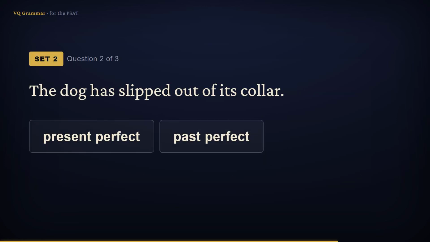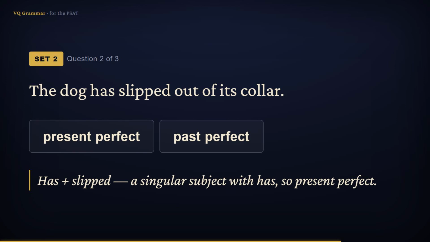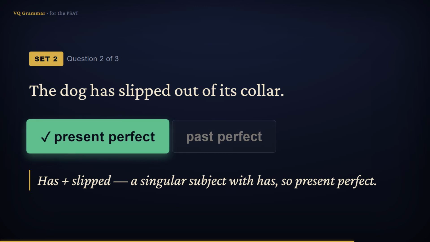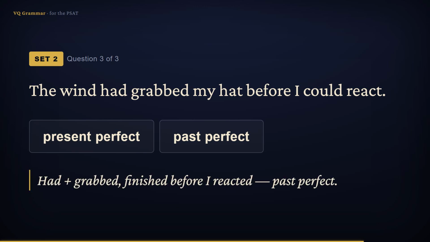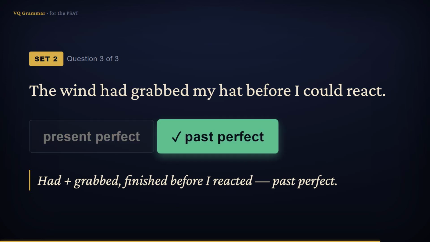The dog has slipped out of its collar. The verb phrase is has slipped. The helper is has, the singular form, joined to slipped. Has means present perfect, so the answer is present perfect. The wind had grabbed my hat before I could react. The verb phrase is had grabbed. The helper is had, and the grabbing finished before I could react. Another past moment. Had means past perfect, so the answer is past perfect.